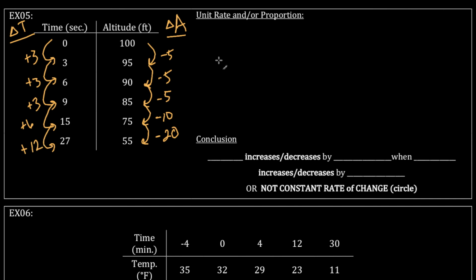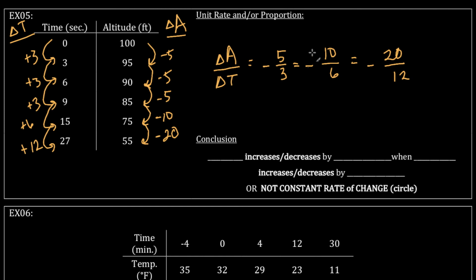So let's check it. So change in altitude over the change in time. So a negative over a positive is a -5/3. Let's see if that equals a negative over positive, a -10/6. And let's see if that's the same as negative over positive is a -20/12.